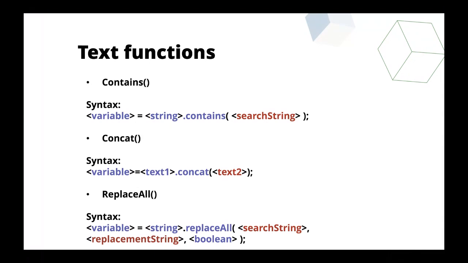Next, let's talk about the replace all function. So the replace all function is used to search and replace text, and we also support matching regular expressions. So the syntax for that is variable name equals string dot replace all, and the search string followed by the replacement string, and then you have a Boolean value which is the third parameter. So by default it is true, which would mean that we would be escaping special characters or regular expressions. So if you change that to false, the search string would match regular expressions.